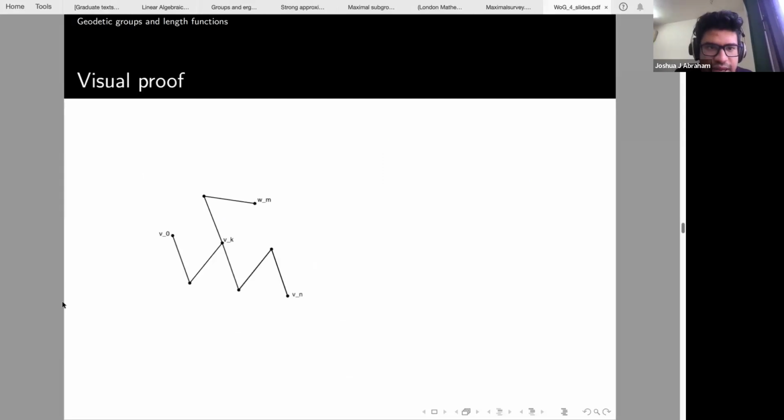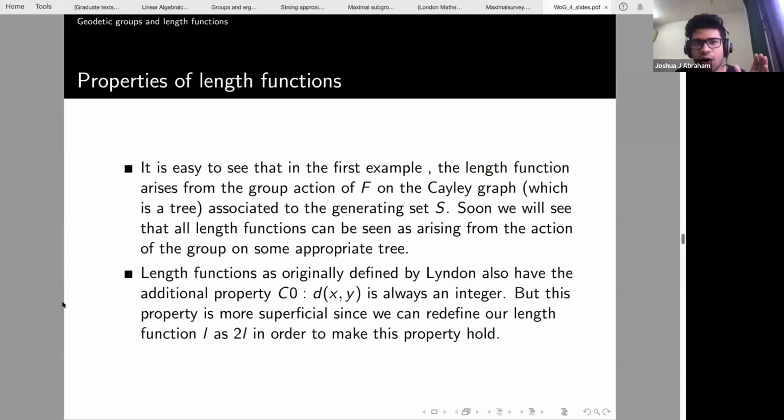Okay, and now we're going to see that all length functions actually arise from these group actions on trees. So group actions on trees give us length functions. Now we're going to see that all length functions in fact arise this way. It's easy to see that the first example, when we had the free group and defined the length to be the length of the reduced word, is actually arising this way.